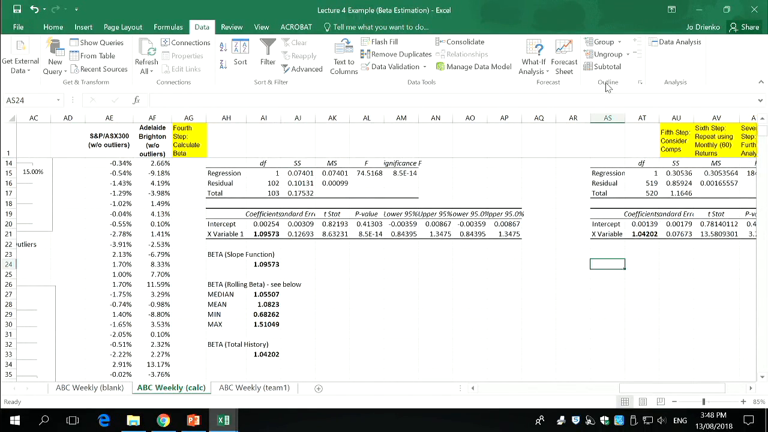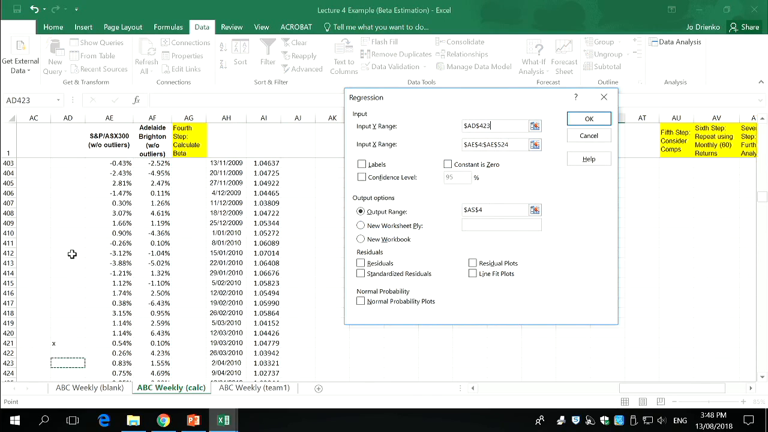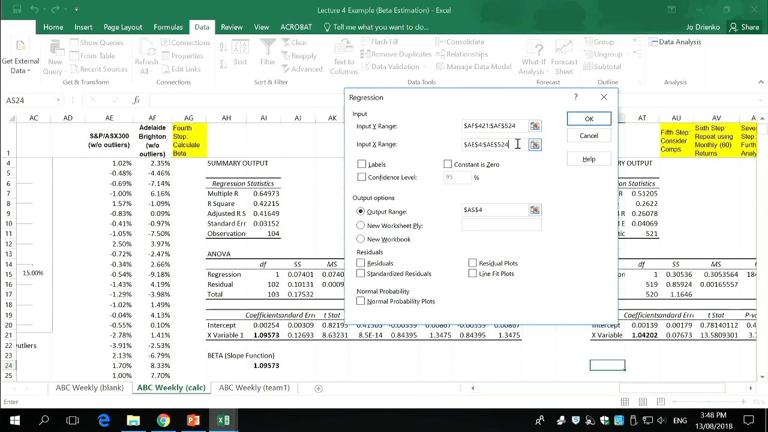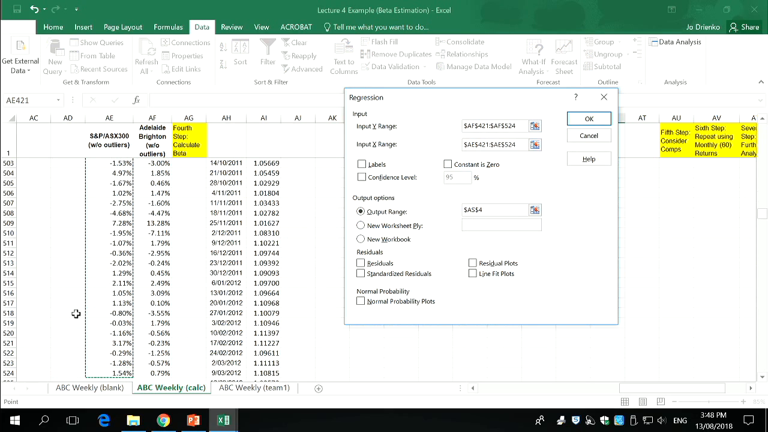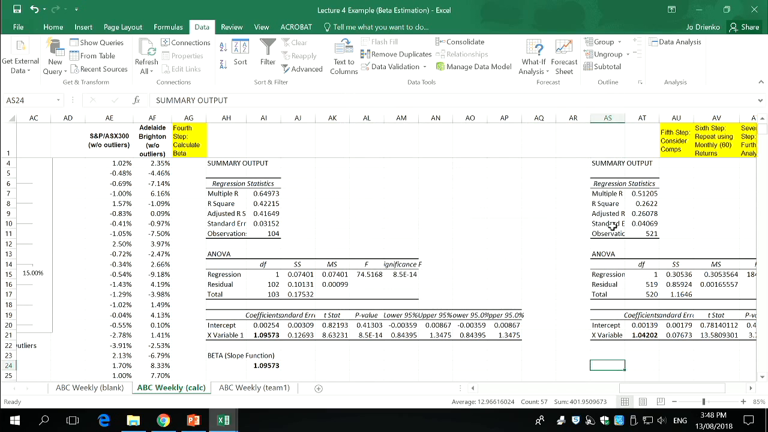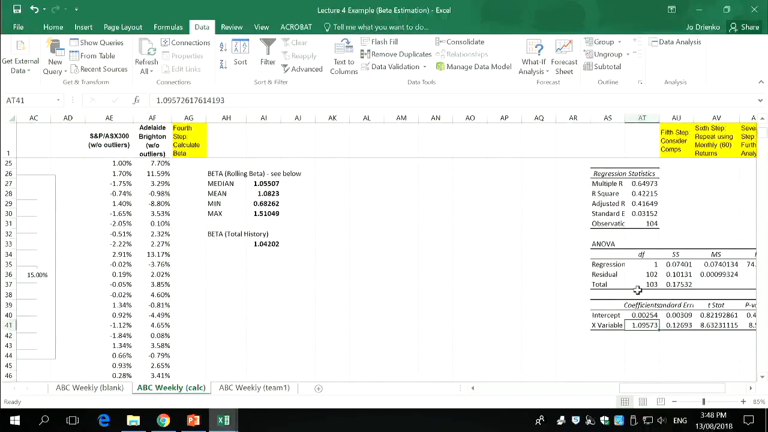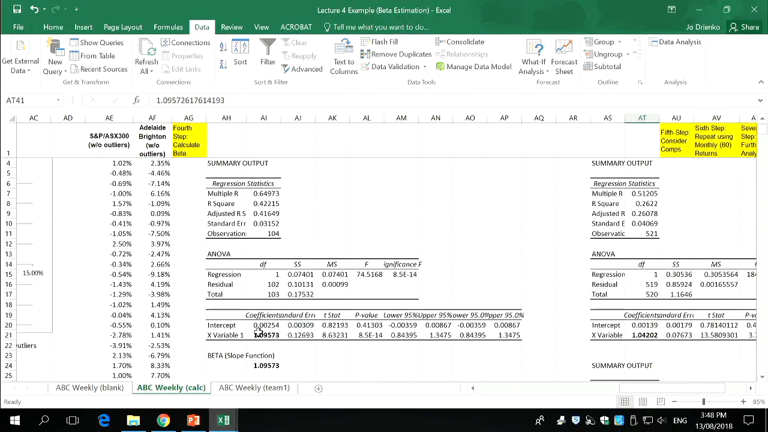What do we got here? So, data analysis, regression. The Y range is the returns of your company, these ones. And your X range is the returns of the market portfolio. And let's put it down here. Yeah, you got 1.09. So something similar, but not the same. And that's the example here.